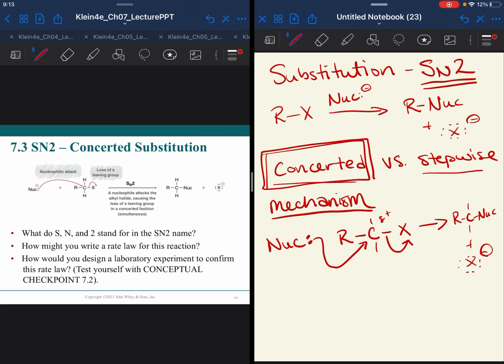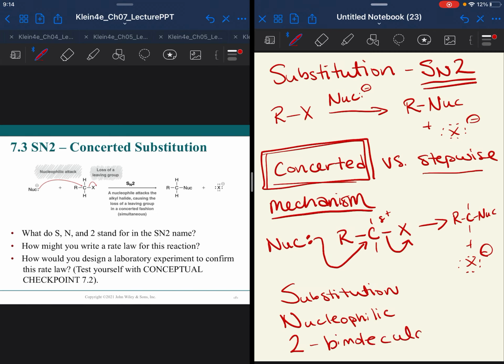Now, what does SN2 mean? So the S is substitution, of course. The N is nucleophilic, right? We have a nucleophile coming in and doing the substitution. And then the 2 is a kinetics indicator. This is a bimolecular reaction or bimolecular rate-determining step. If you remember from kinetics, it means it's going to be second order.